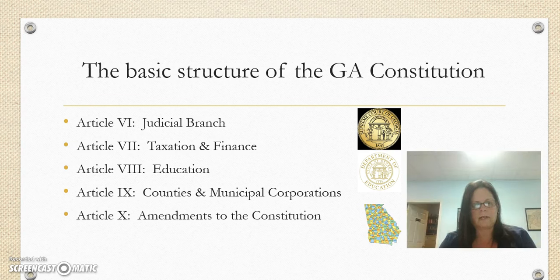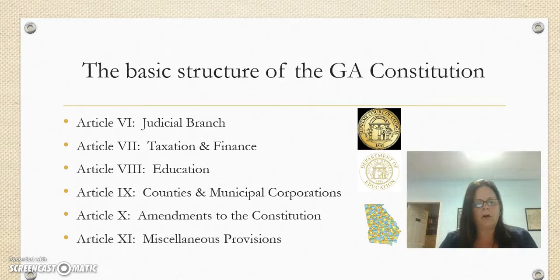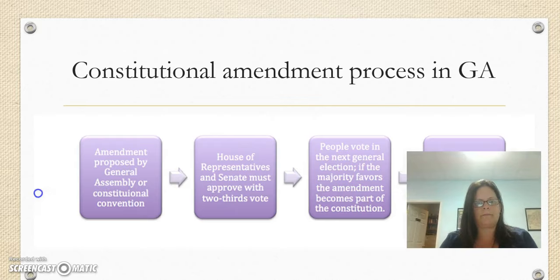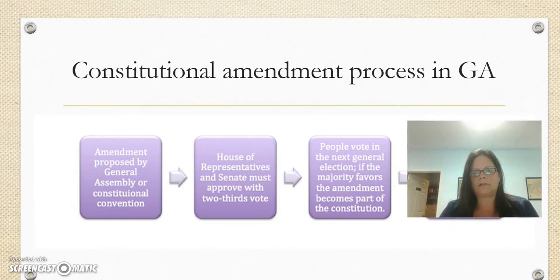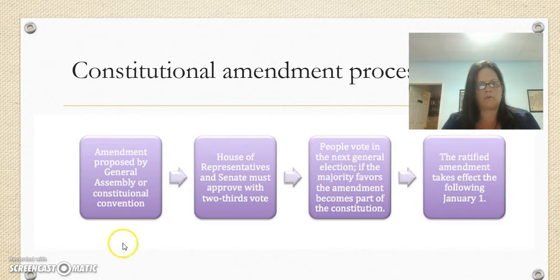And Article 10 would be amendments to the Constitution. This describes the process for amending the Constitution. These aren't the actual amendments themselves. And then Article 11 would be miscellaneous provisions. So I'm going to pause here and let you take a look at the constitutional amendment process in Georgia.